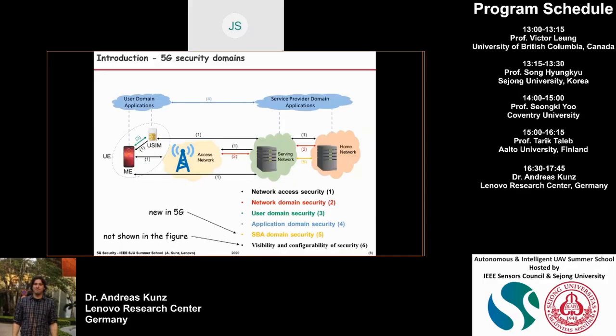Then what is not shown in this figure is the visibility and configurability of security. This basically means there is the possibility that you could display on the phone whether a specific security feature is turned on or turned off. But practically this feature was already there since UMTS with a simple on-off. Now the granularity is much finer, but it was not really implemented so far.